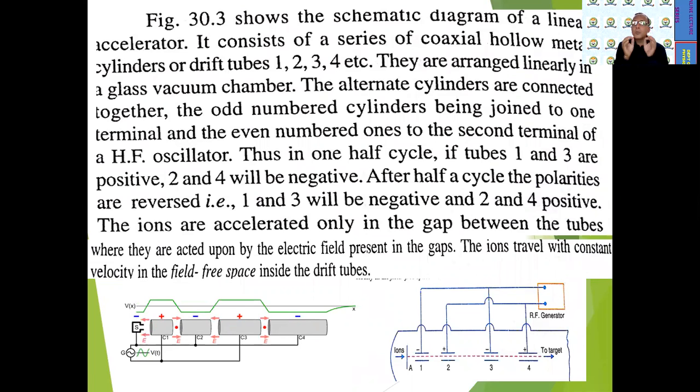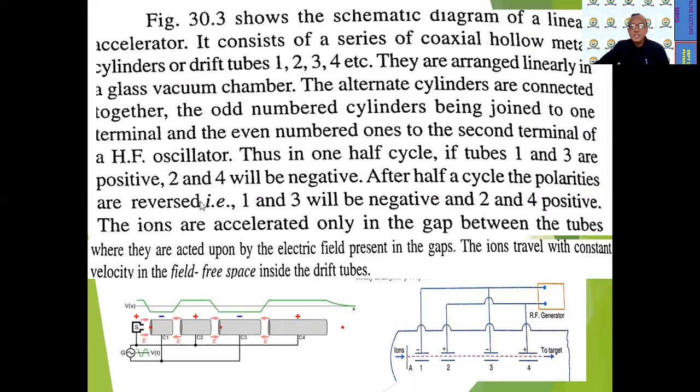cycle if the tube 1 and 3 or if the cylinder 1 and 3 are positive potential, then the cylinder 2 and 4 will have negative potential, isn't it? And after a cycle the polarity will change, जब दूसरी साइकिल में क्या होगा? जो पहले पॉजिटिव थे वो निगेटिव हो जाएंगे और जो निगेटिव थे वो पॉजिटिव हो जाएंगे. Am I correct? Are you getting please? And these ions are accelerated only.